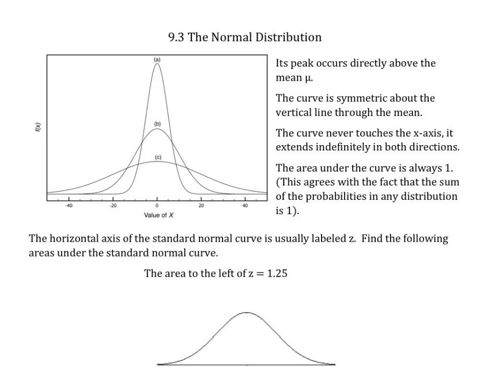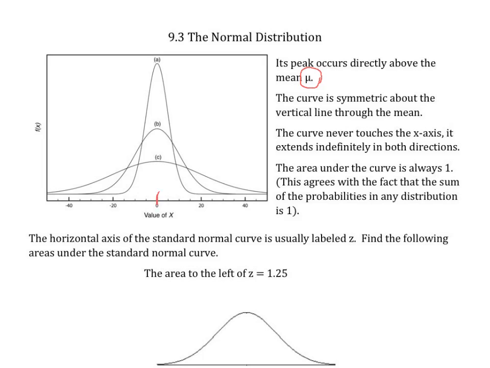The peak occurs directly above the mean. And we remember from last lesson we used this little symbol to represent the mean. The curve is symmetric about the vertical line through the mean. So if you were to fold your paper in half about here, it would be symmetric on either side.